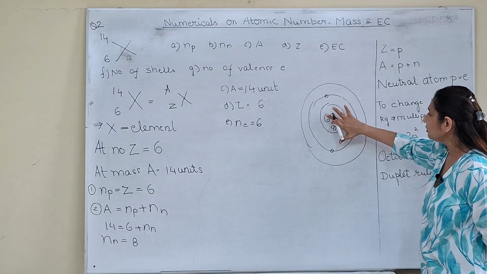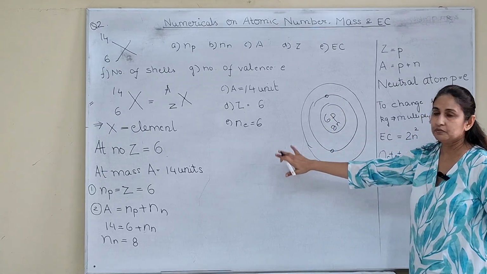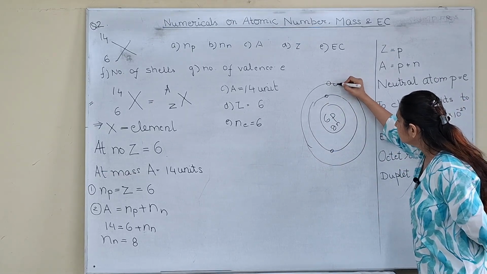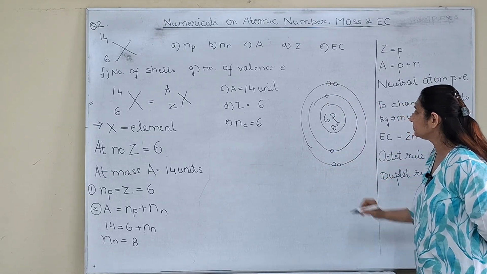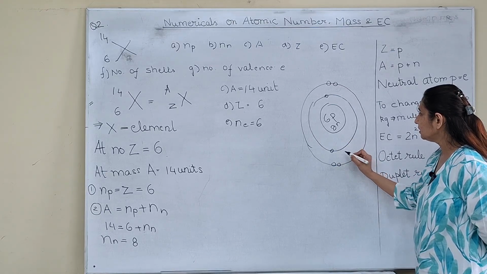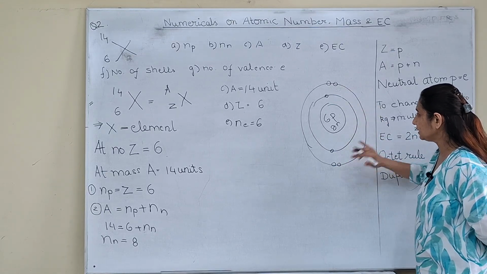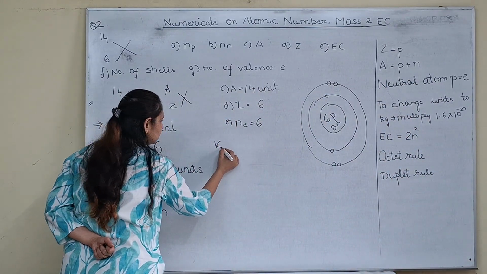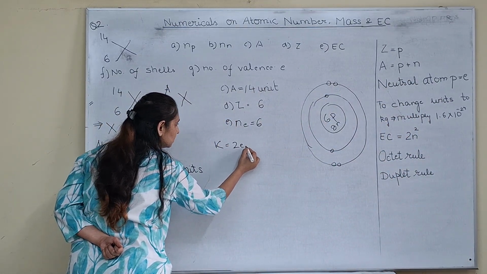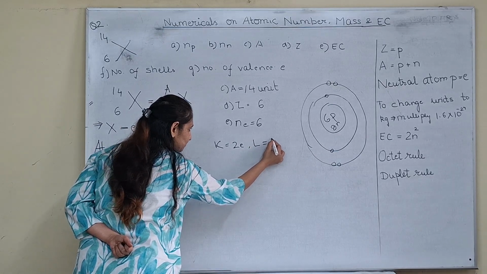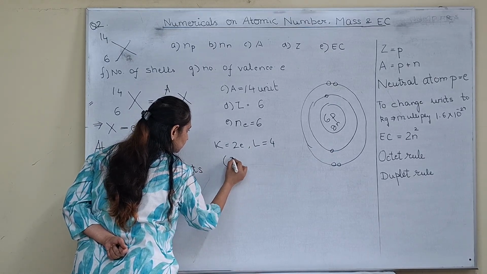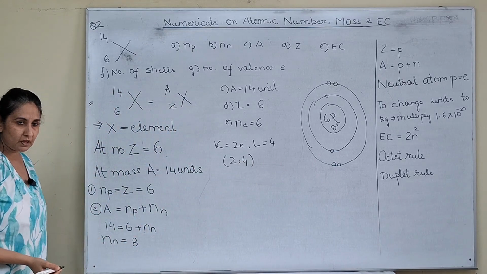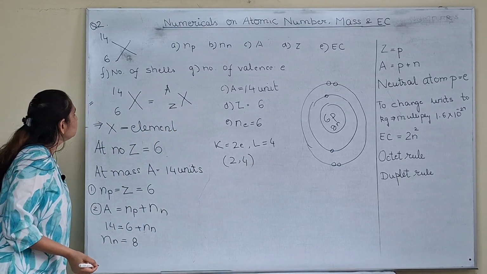So I've put 2 electrons here. We are left with 4 electrons. They will accommodate themselves in the second shell. So how many in the first shell? 2. How many in the second shell? 4. So the K shell has 2 electrons, and the configuration is 2, 4. I hope it is simple.